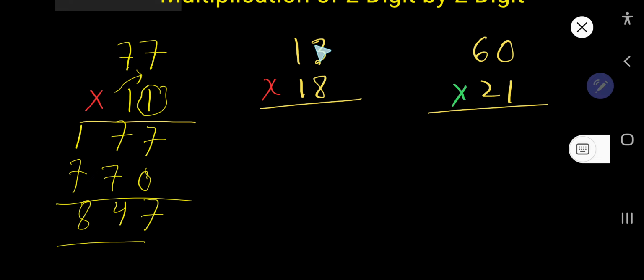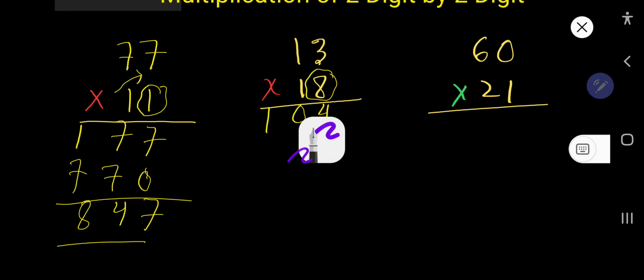How to multiply this 2-digit number by this 2-digit number? So let's start with 8. 8 times 3, 24. Write 4, carry over 2. Then 8 times 1, 8, plus 2, 10. So write 10. Then you need to multiply with this 1.